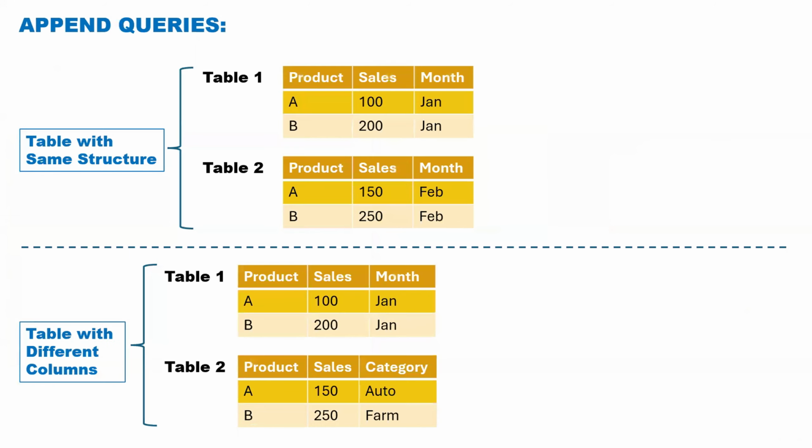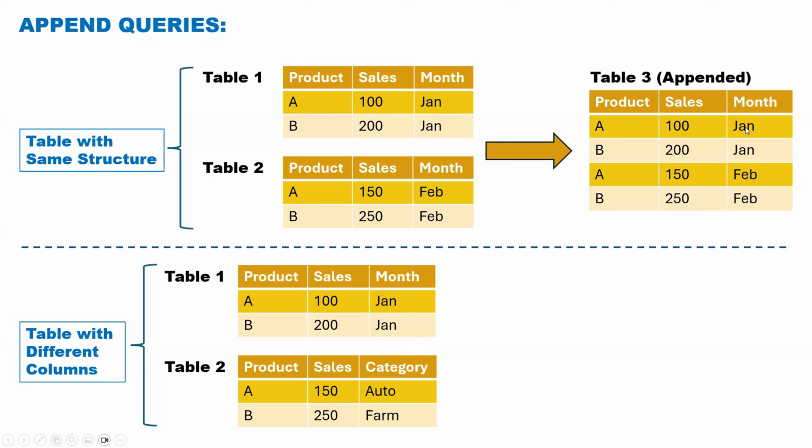Appending queries is used when you want to stack tables vertically, that is, to add more rows to an existing table. It's similar to performing a union operation in SQL. When we append queries, there are two common scenarios. One is tables with the same columns. For example, if you have two tables with identical column structures, such as Table 1 and Table 2 above the dashed line, an append operation simply combines all rows from Table 2 with Table 1, creating a new result table, Table 3. Typically, append queries require the column names to be the same in both tables.